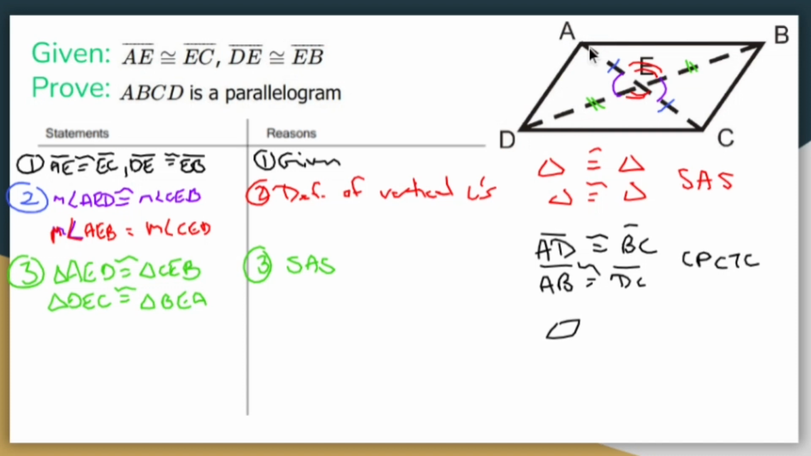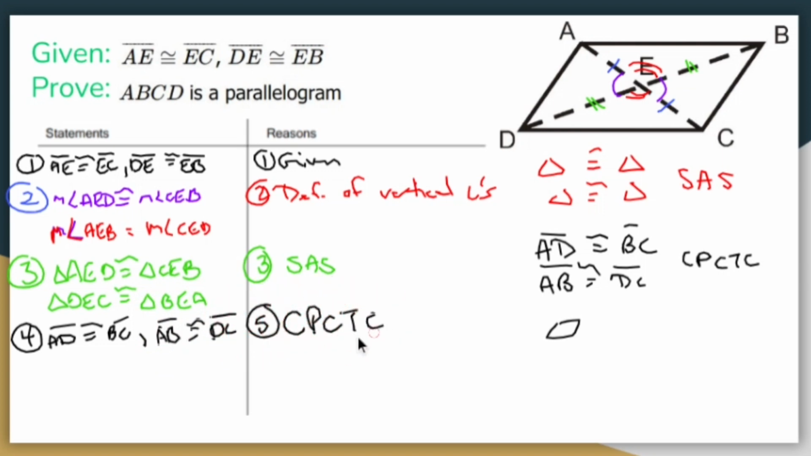Since these two triangles, the lefty triangle and the righty triangle, are exactly the same, then we can say that AD is congruent to BC. And we can also say, since these triangles are the same, that AB is congruent to DC. And that was corresponding parts of congruent triangles are congruent.